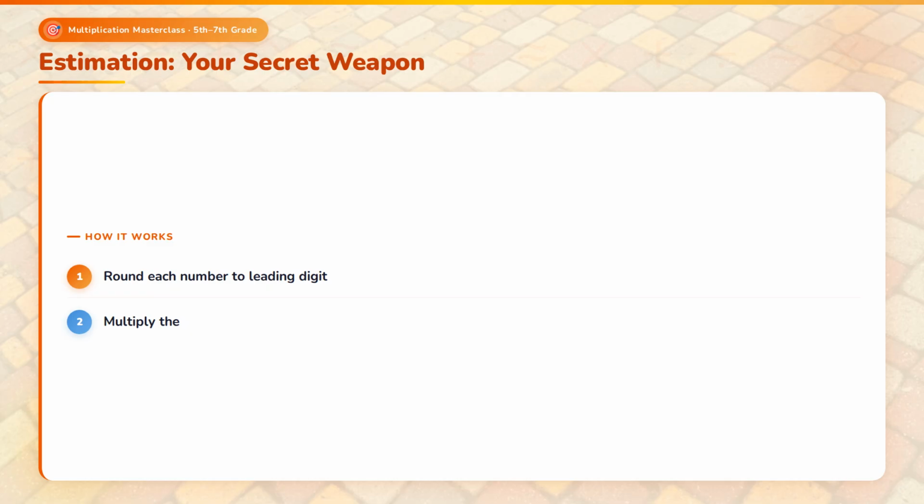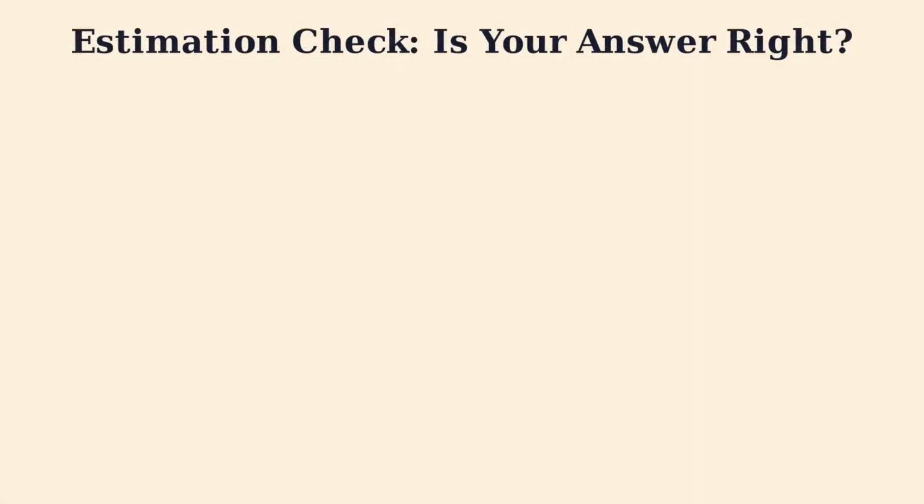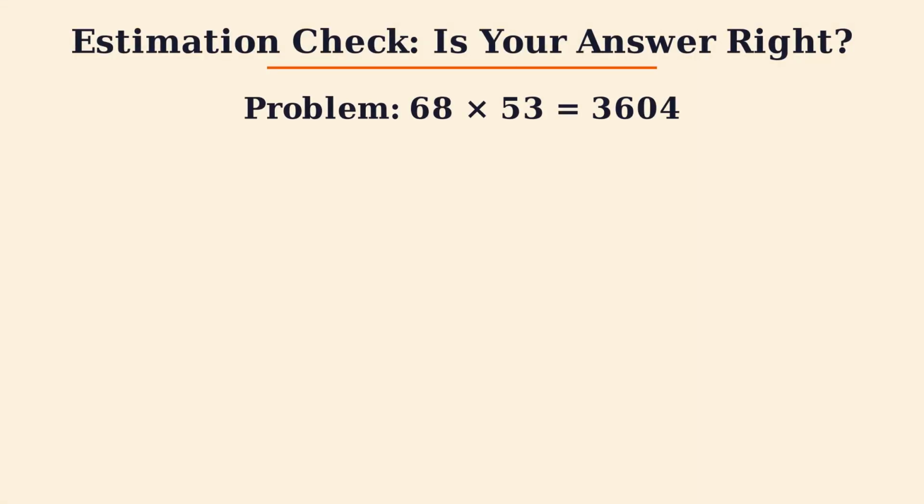Super close. If your exact answer is wildly different from your estimate, that's your brain saying, hey, check your work. Estimation takes 5 seconds and saves you from silly mistakes on tests. Parents and teachers, this habit is a total game changer. Always estimate first. Let's see estimation in action. Say we solved 68 times 53 and got the answer 3604.